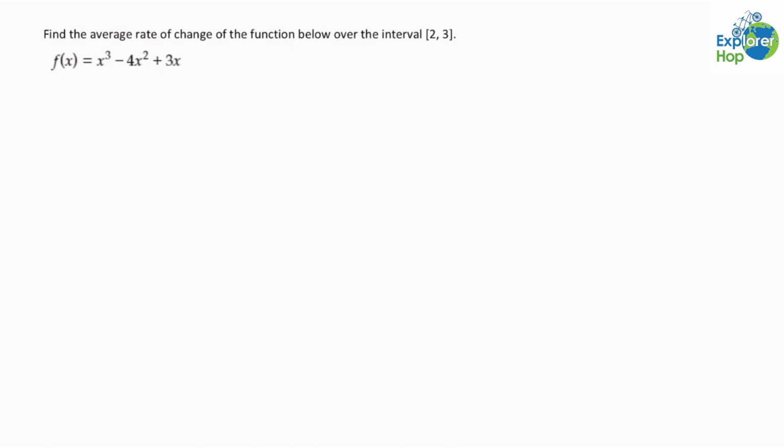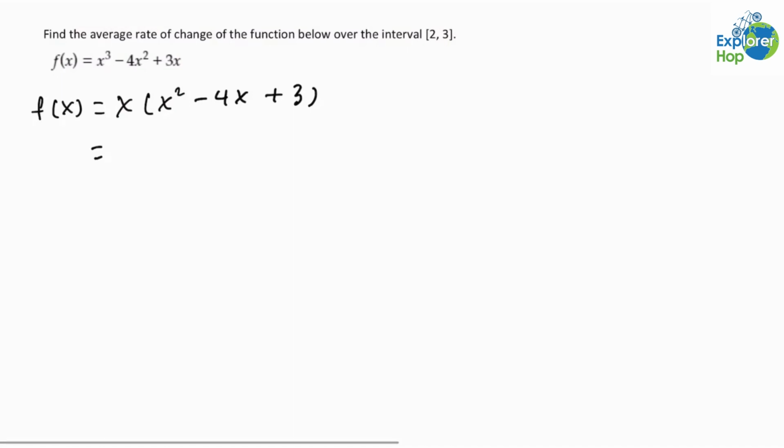Let's first factor this polynomial so that it's easier to evaluate. So f of x is equal to, if we factor out x, then this is equal to x times x squared minus 4x plus 3. In factoring x squared minus 4x plus 3, we get that this is equal to x times x minus 1 times x minus 3.